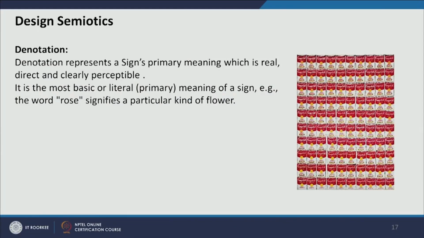So here we have Andy Warhol's Campbell's Soup Cans, 100 cans. It's a postmodern painting. He has repetitively drawn several tomato soup cans. So in its denotative meaning, it's just a repetitive tomato soup can. It's a tomato soup can in a lot of tomato soup cans association, but that is just the denotative meaning.